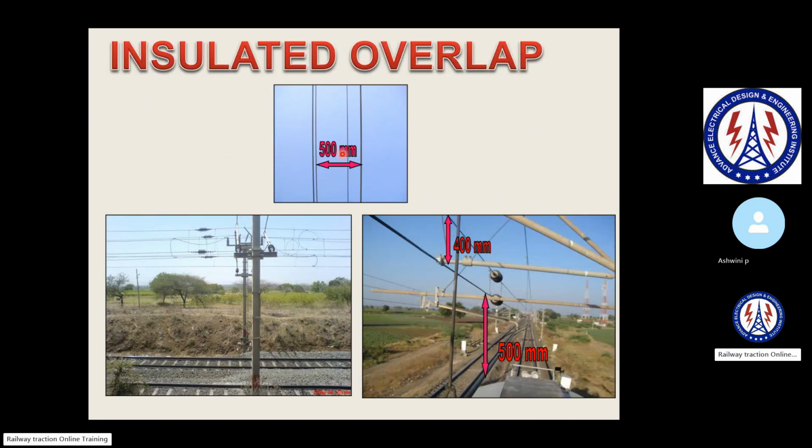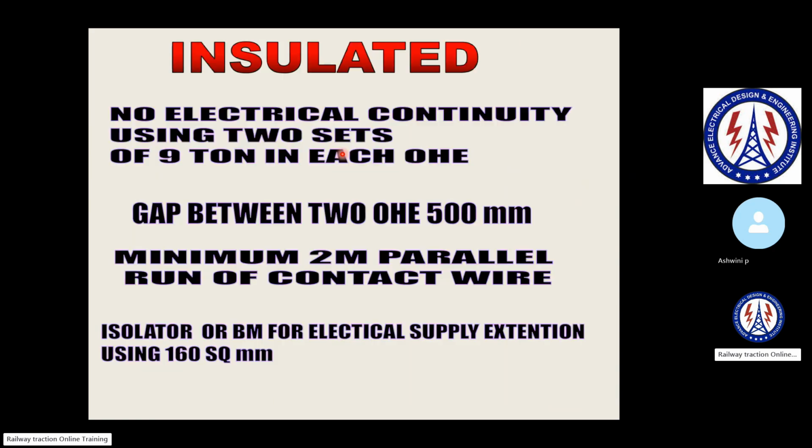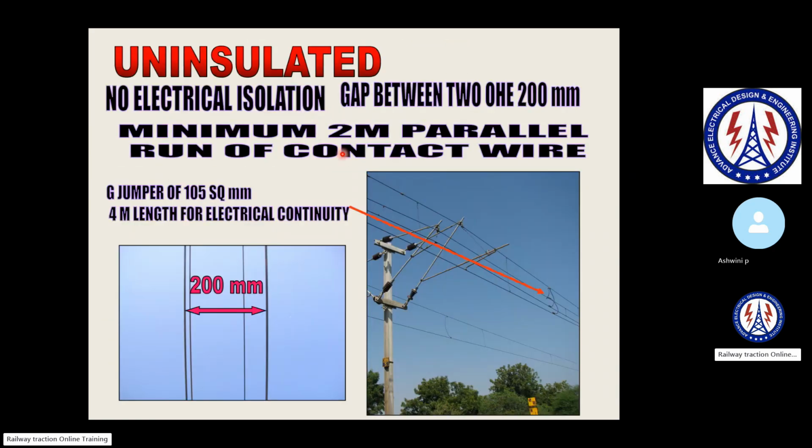But when you go for UK rail or Canadian rail or some other rail, XYZ rail, I'm telling about the UK rail, for example, the gap, whether it is insulated or uninsulated, will always be 460. But in Indian metro, it is the same thing, 200 and 500.